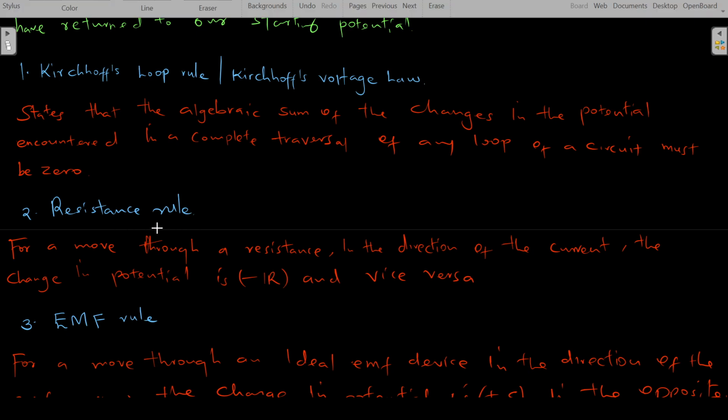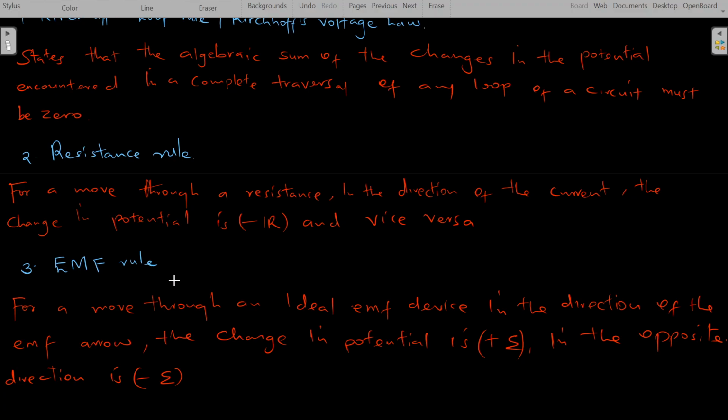Let's go first to the resistance rule: for a move through a resistor in the direction of the current, the change in potential is negative IR. If we move through a resistor in the direction opposite to the current, the change in potential becomes positive.